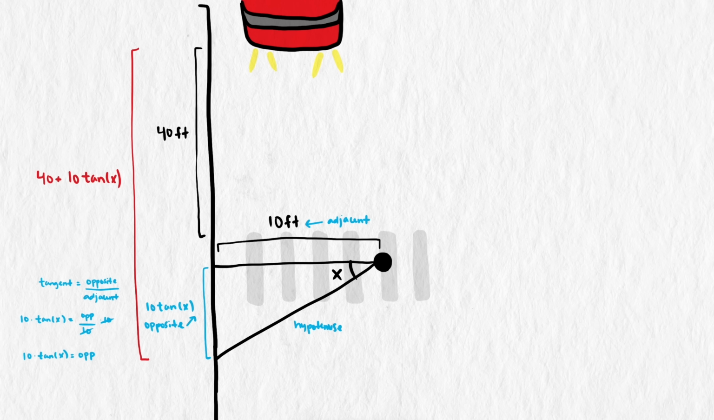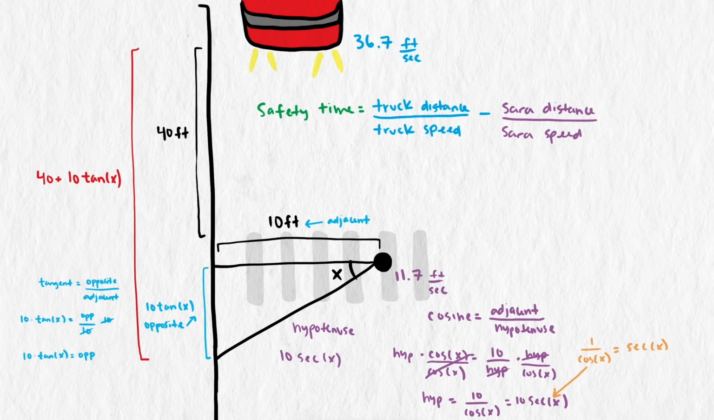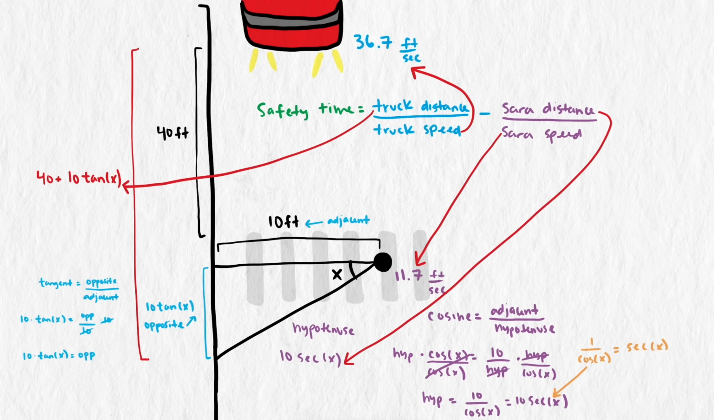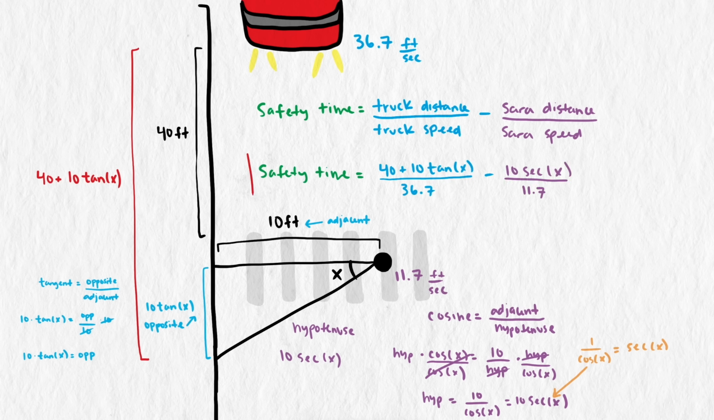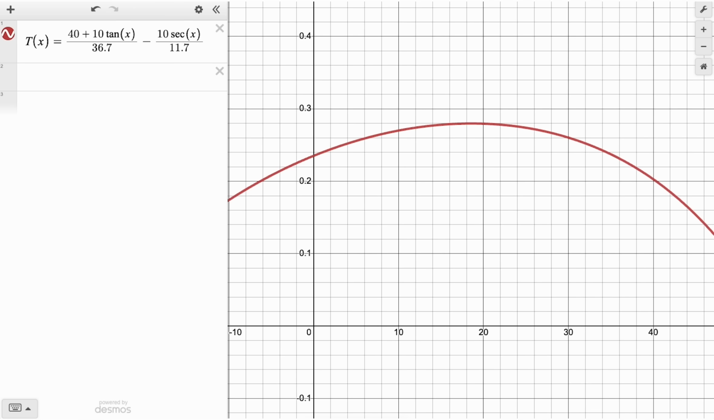Sarah's distance, the hypotenuse of the triangle, can be written as 10 times secant of x, or if you're more comfortable with cosine, 10 divided by cosine of x. We use cosine or secant because they're ratios of the length of the adjacent leg, which we know, and the hypotenuse. We can now write an expression that gives us the safety time in terms of the angle Sarah takes to the curb. So now we have a single function we can graph to easily analyze the situation. Here's the graph.